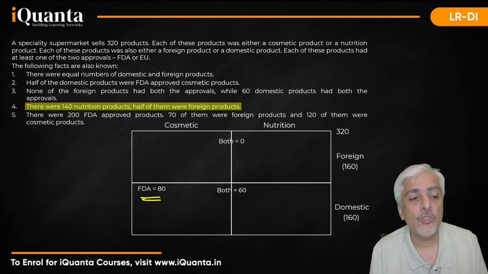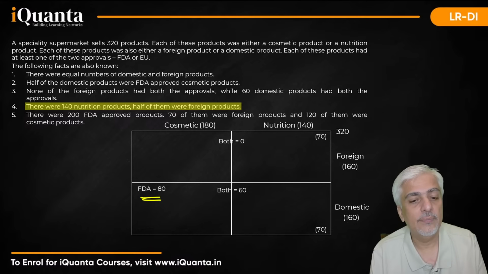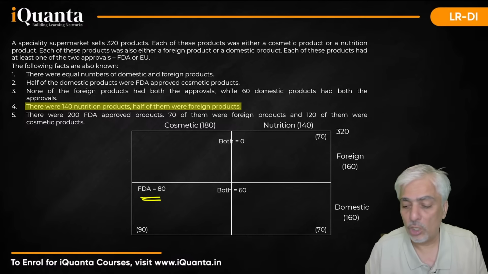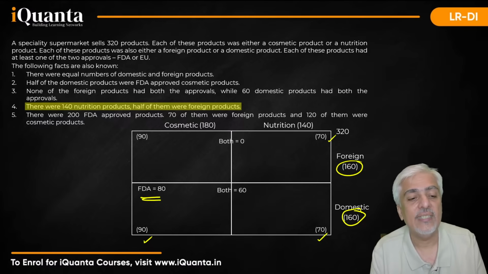There were 140 nutrition products, half of them were foreign products. So total number of nutrition products is 140, out of which half were foreign. That means 70, 70. So 140 nutrition. So automatically 180 cosmetic. 70 were foreign and 70 were domestic. We will get a lot of values over here also. This is 160. This is 70. So this becomes 90. This is 160. This is 70. So this will also become 90. So we get all the total 4 at least.